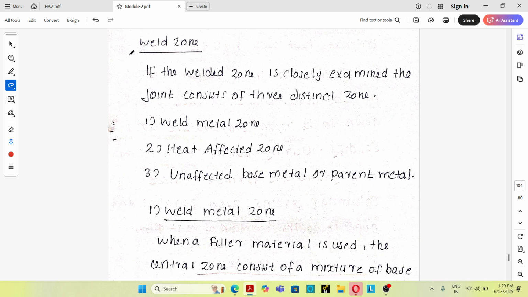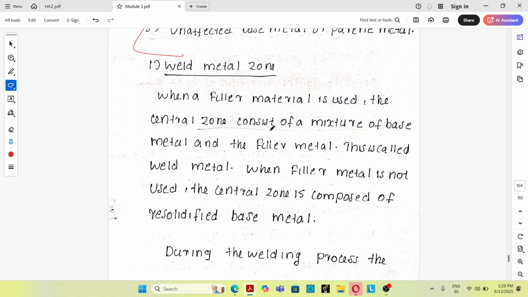Weld zone. A welded joint consists of three distinct zones. First one, weld metal zone. Second one, heat affected zone, also known as HAZ. Then third one is unaffected base metal or parent metal. So these are the three distinct zones in a welded joint: weld metal zone, heat affected zone, unaffected base metal or parent metal.